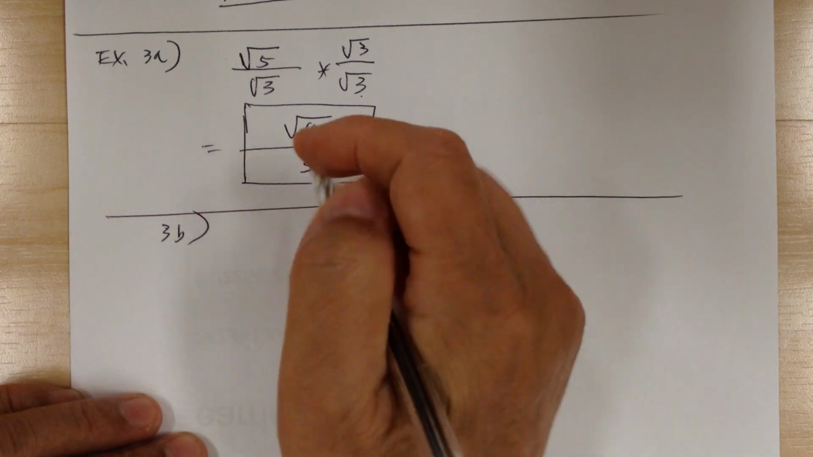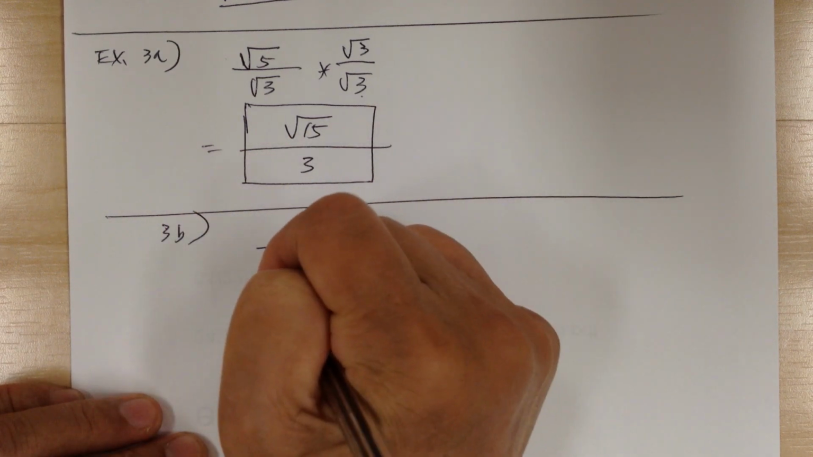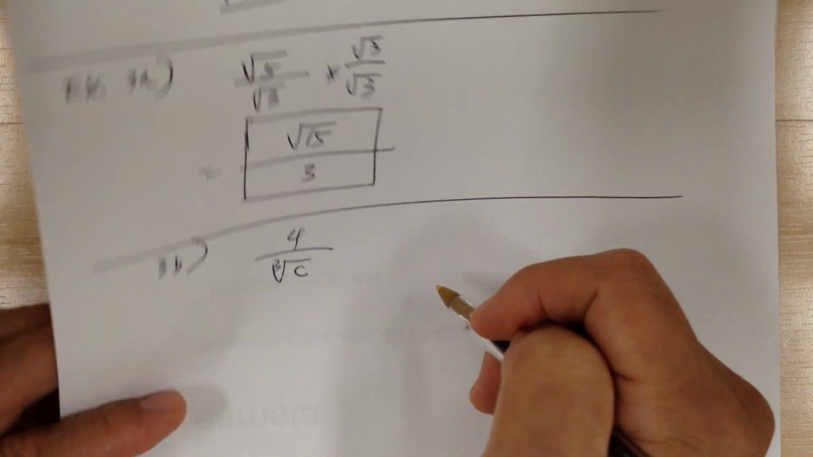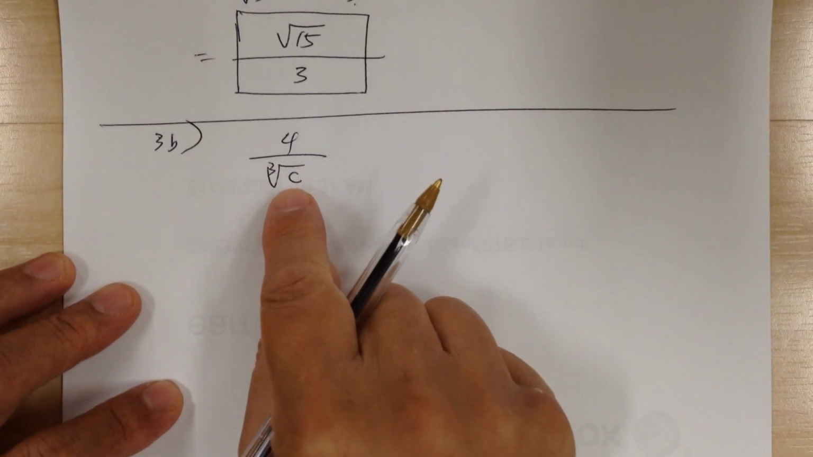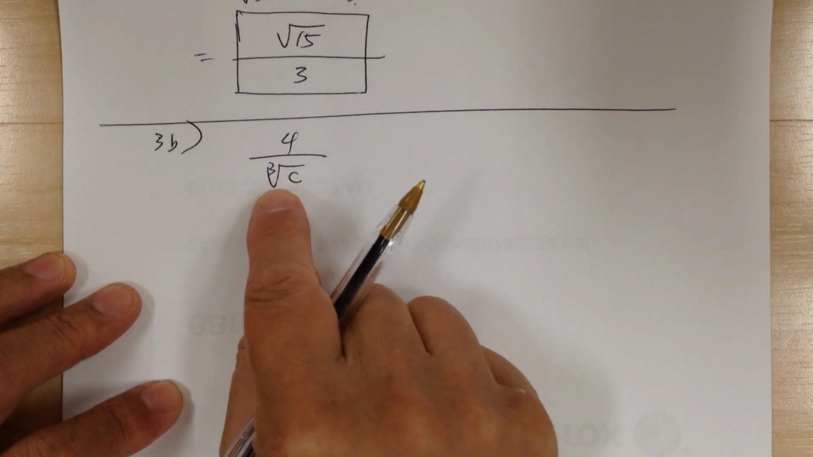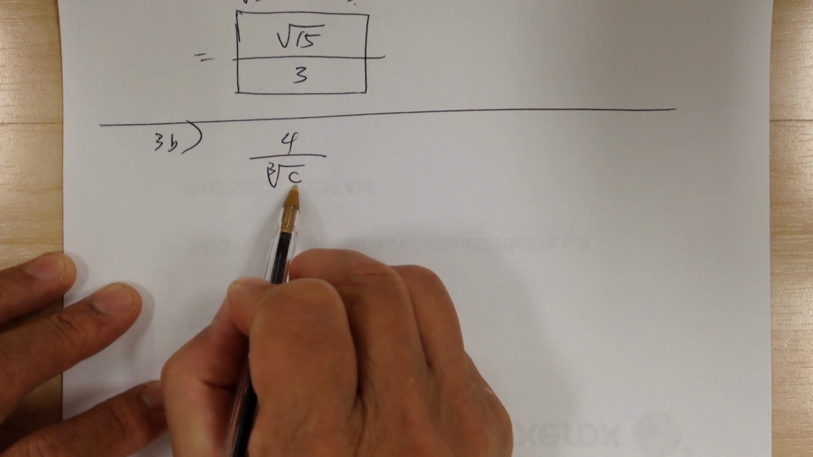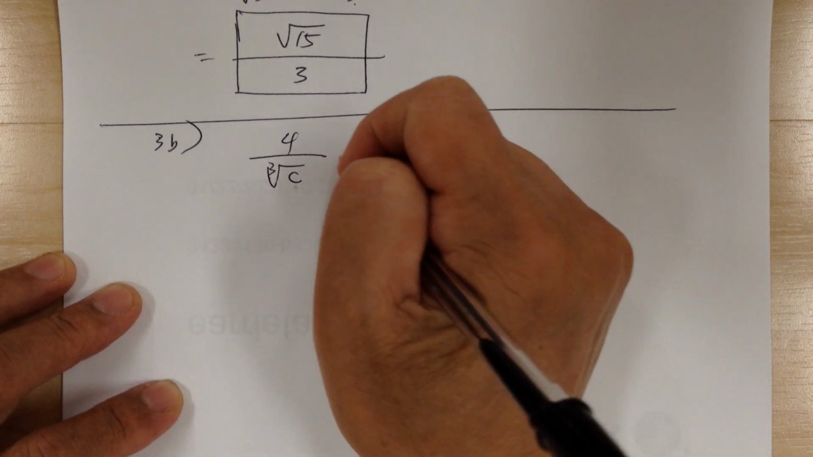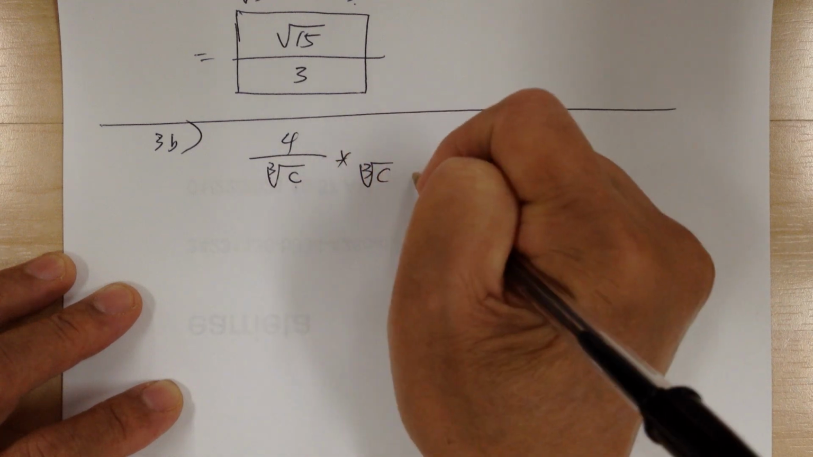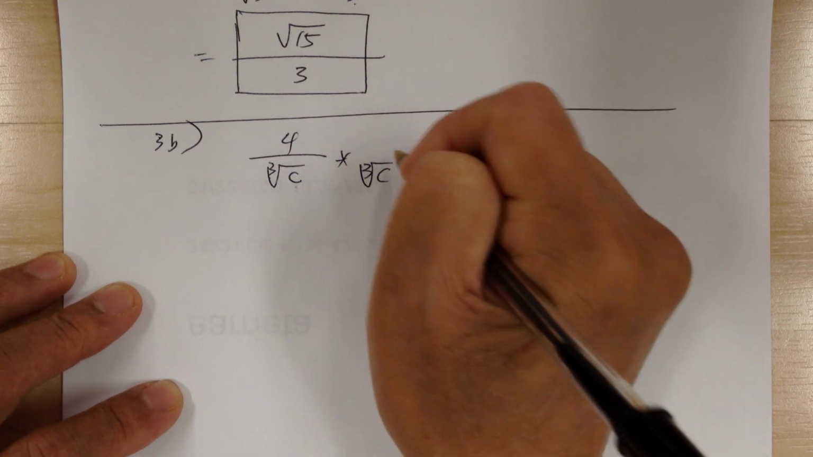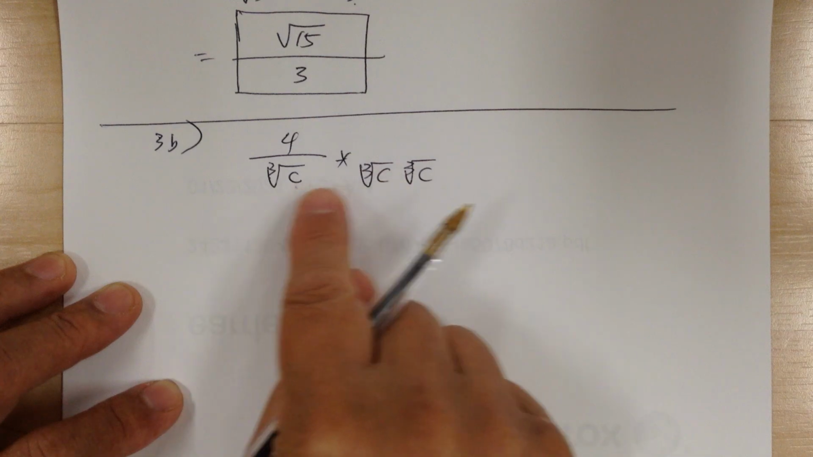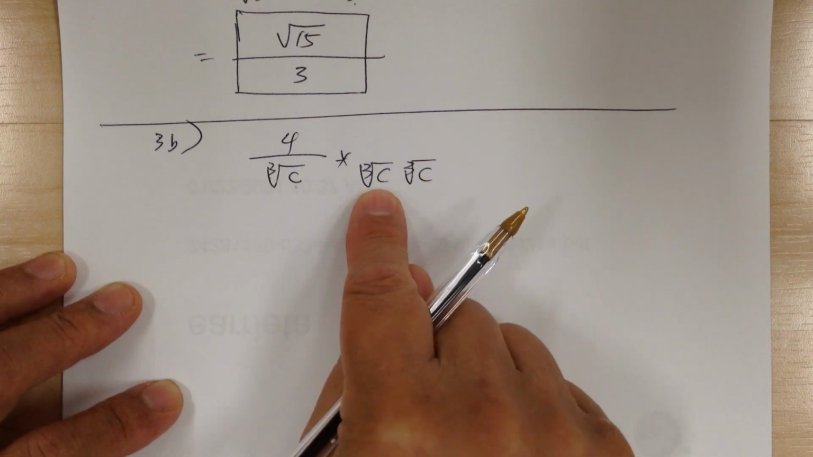So 3b, you've got 4 over cube root of c. Now you have to get rid of the radical. Notice the index is 3, and you only have one of them, right? So you need 3 of them, which means you need to get 2 more. So you need to multiply by cube root of c.